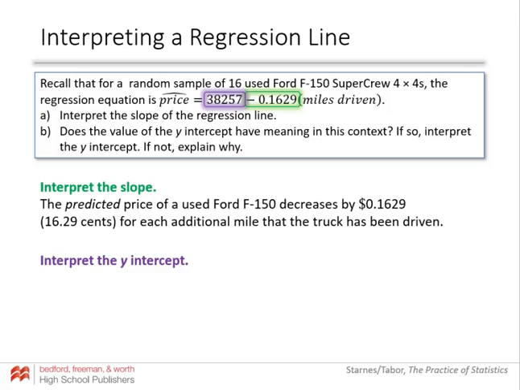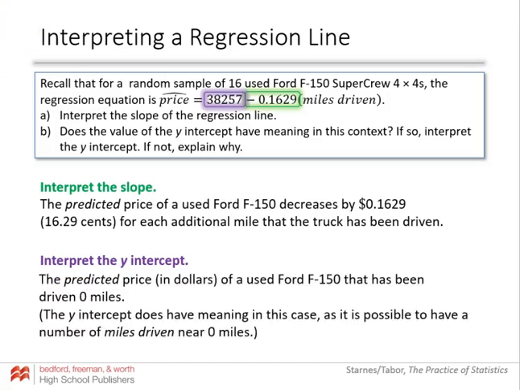Okay, then when we get to the y-intercept, we have to first make sure that this value actually has meaning. Okay, so sometimes the y-intercept is a meaningful number and sometimes it's not. So in this example, I could have a truck that's been driven 0 or near 0 miles, right? A brand new truck has 0 miles on it. So the y-intercept does have meaning in this case, so I can go ahead and write my interpretation.